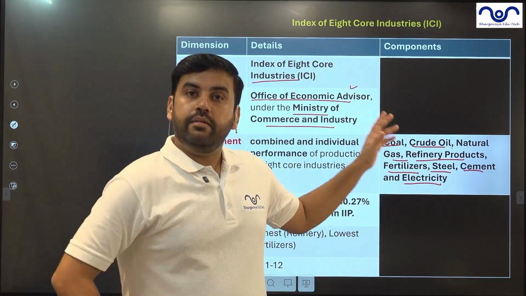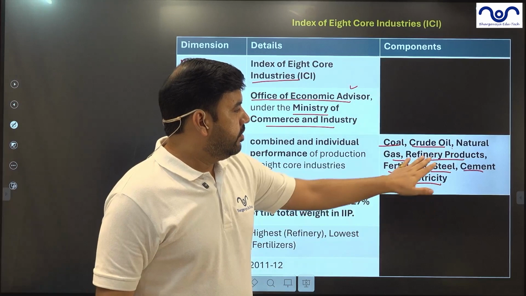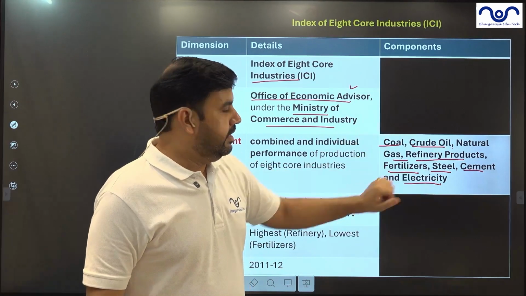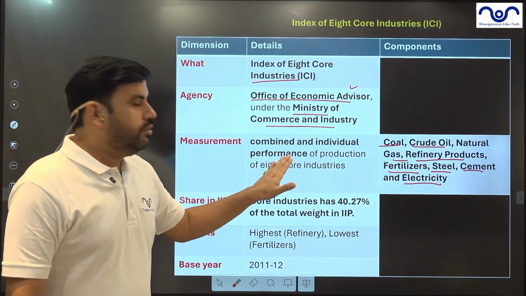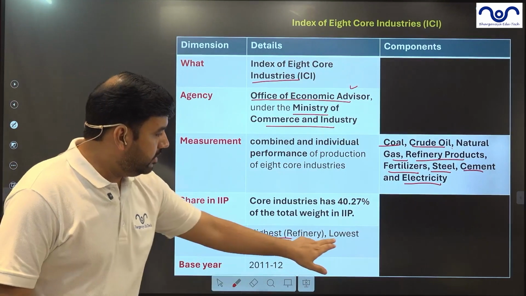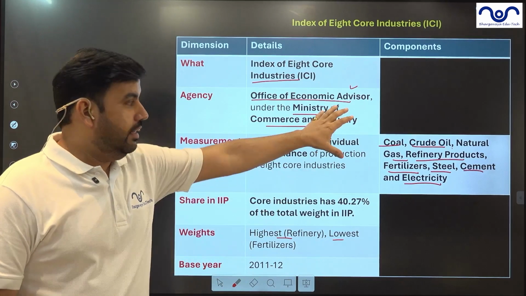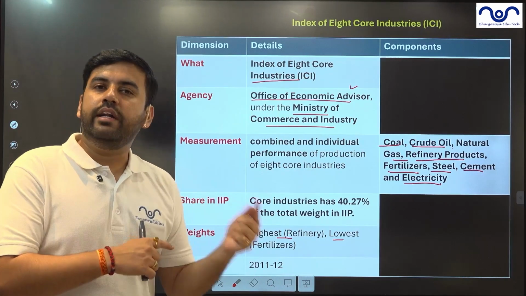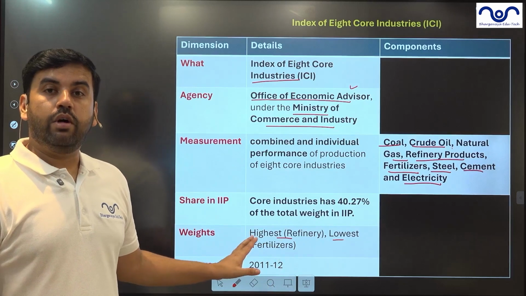Now many of them are mining also. Electricity was included there also, here also. Natural gas, refinery, these are part of mining also. Coal, crude oil, cement, steel, these are part of manufacturing also. So they combine individual performance and take the weightage. The highest weightage is given to the refinery, the lowest weightage is given to the fertilizer. Highest weightage given to the refinery means in the index that they are preparing, the highest share, highest priority will be given to the refinery products. Here also the base year remains the same, 2011-12.